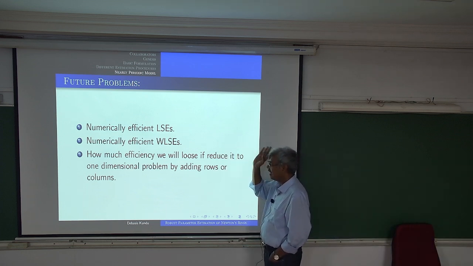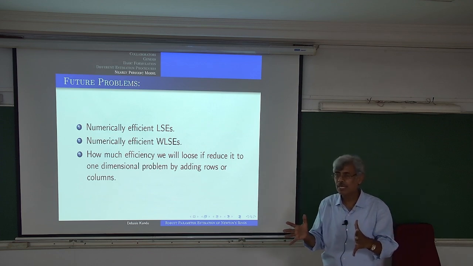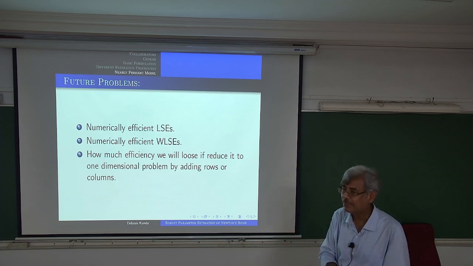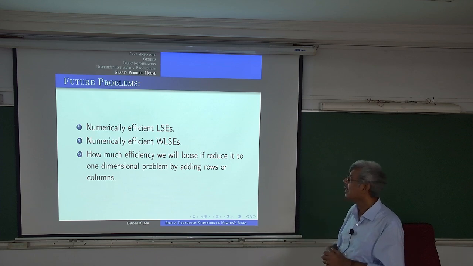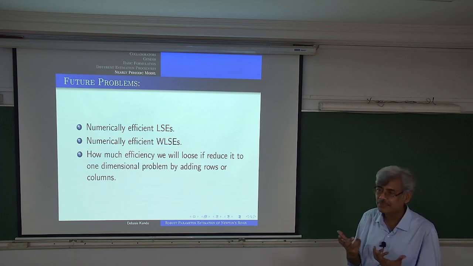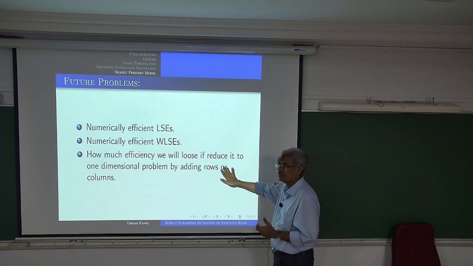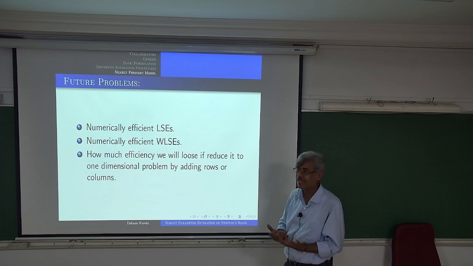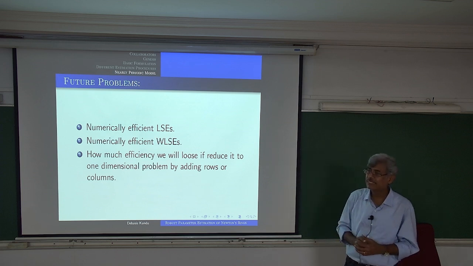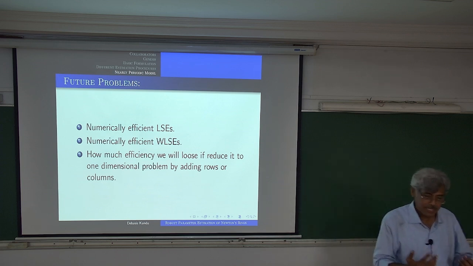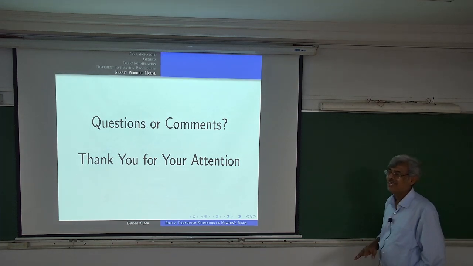And see another important one. The very natural, common thing to do: if you have a two-dimensional problem, why not try to reduce it to one dimension? You just sum up one of the rows or one of the columns, but then you lose efficiency. Definitely you lose efficiency, but how much efficiency do you lose? Is it worth it? Those things I think can be done both theoretically as well as numerically. Okay, I think with this I'll stop. Thank you for your attention.